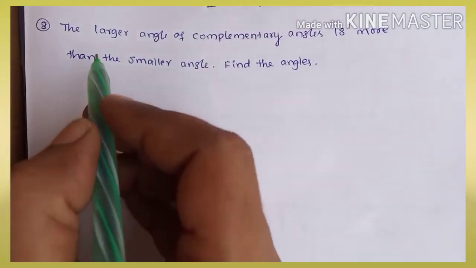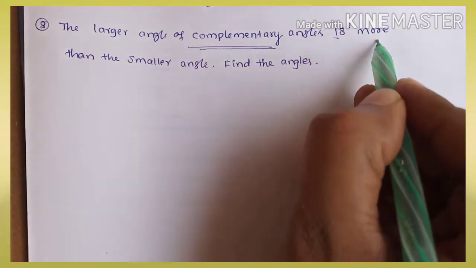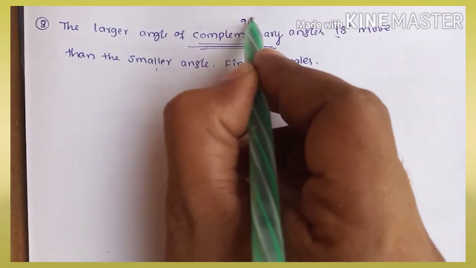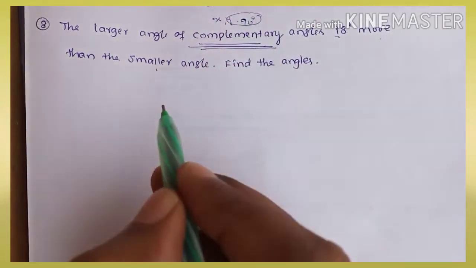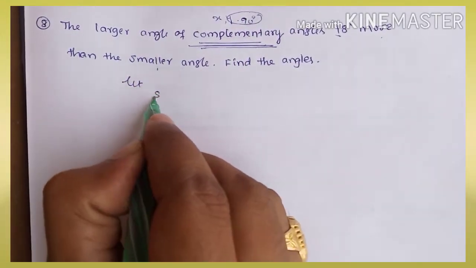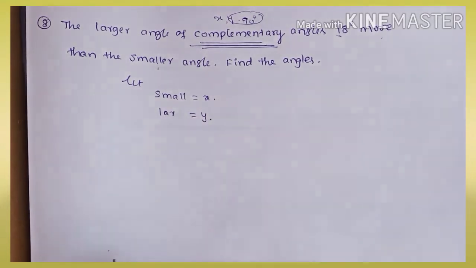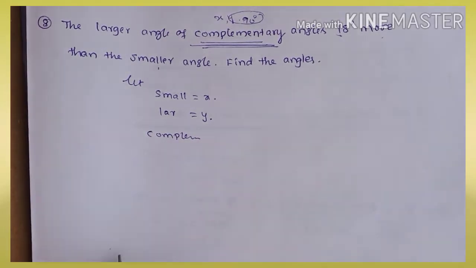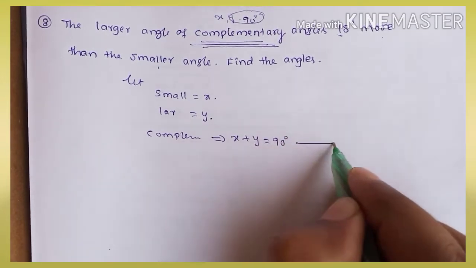Now the question: the larger angle of complementary angles is 18 degrees more than the smaller angle. Here complementary angles means what? Sum of two angles is equal to 90. One angle is x, second angle equal to y, and their sum is equal to 90 degrees. So we can write, let the smaller angle equal to x and the larger angle is equal to y. Now the angles are called what type of angles? Complementary, such that the first condition x plus y is equal to 90 degrees.